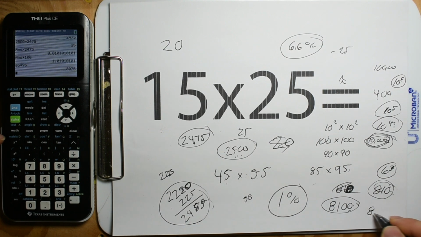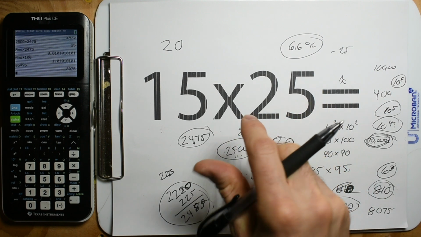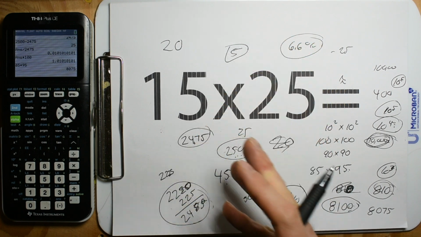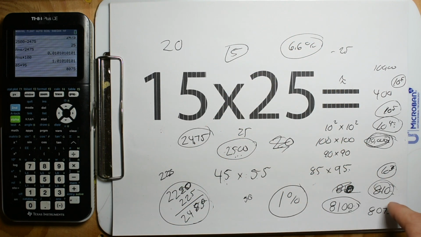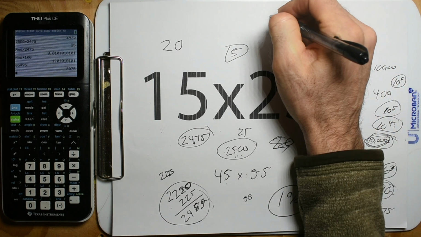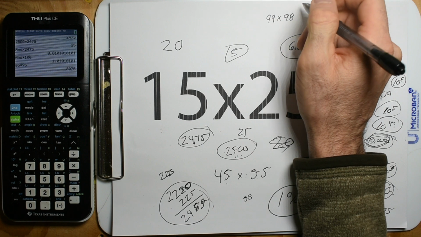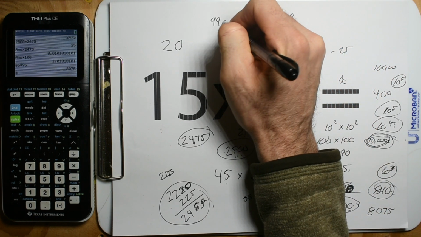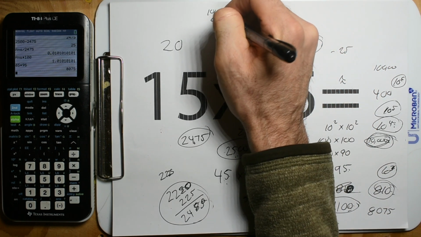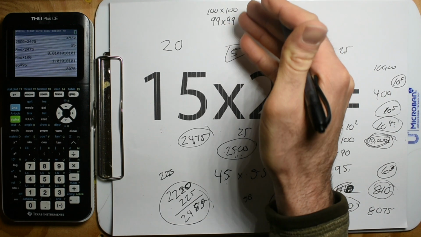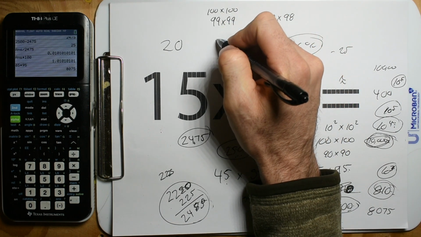The actual answer is 8,075. Okay, oh, this is fascinating. So actually, I learned something today that I did not know. I thought if the numbers were closer to the midpoint that they would be more accurate. But now I can obviously see that, hey, 99 times 98, or like 99 times 99, and if I increase these to 100 times 100 as a guess, that's going to be way more accurate than taking... what would I take?